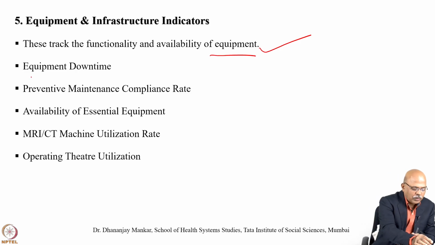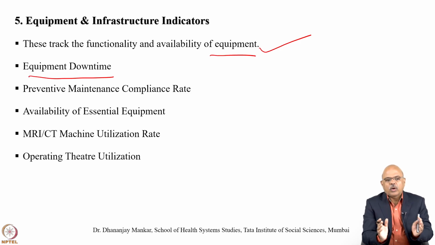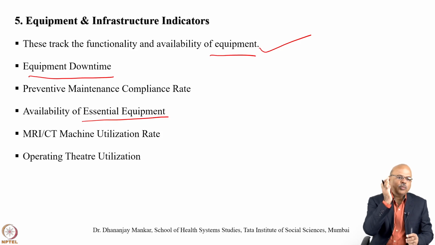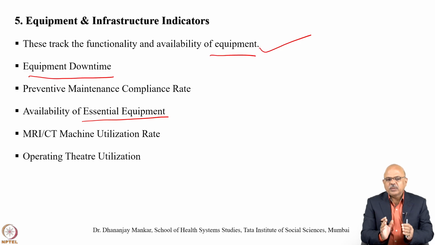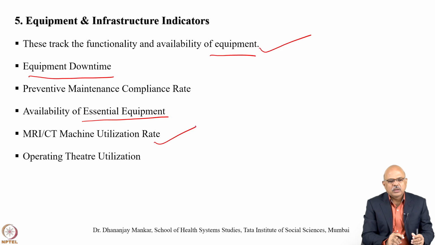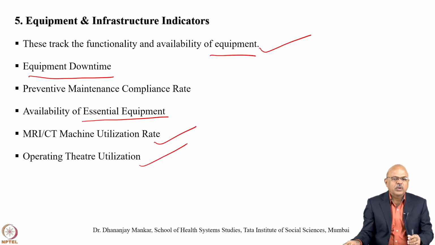Equipment downtime is very important now, where we have to focus on preventive maintenance and compliance rate, whether we need to work on the maintenance part, whether the downtime is more or less, and availability of essential equipment, whether your organization has it or not. That is why most organizations work more specifically on improving these indicators. MRI and CT machine utilization rate will give you most of the revenue part. Operation theatre utilization will help you work on the flow of the patient, which is very important.